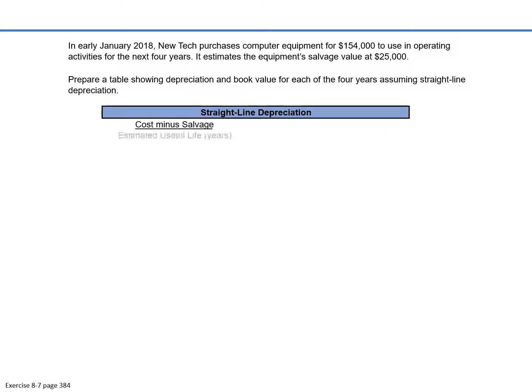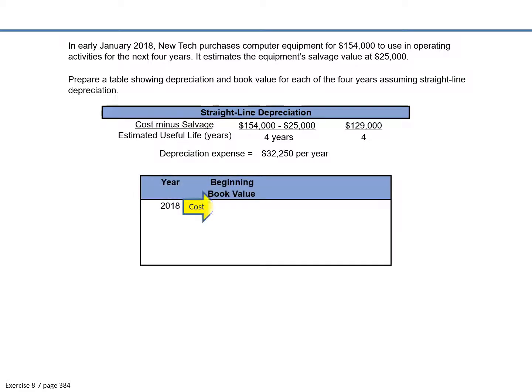So cost minus salvage divided by useful life: 154 minus 25 divided by 4 years. It's 129,000, or I'm sorry, 129,000 divided by 4, which is 32,250 per year. So beginning book value is cost, 154,000, minus our annual depreciation of 32,250, which equals 121,750 at the end of year 1.